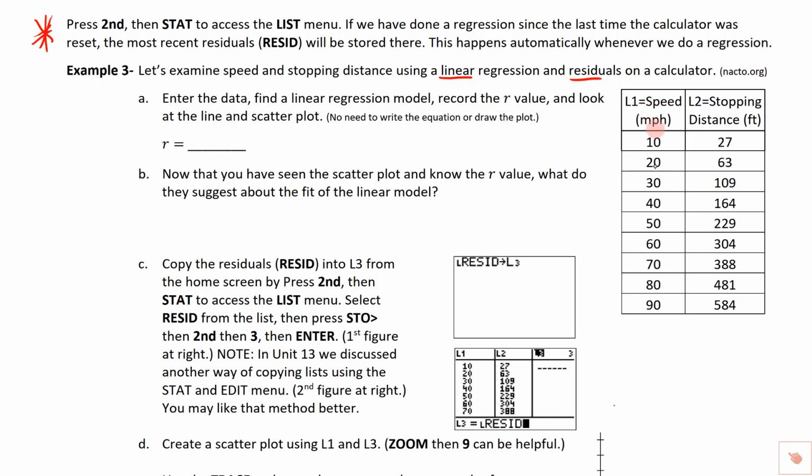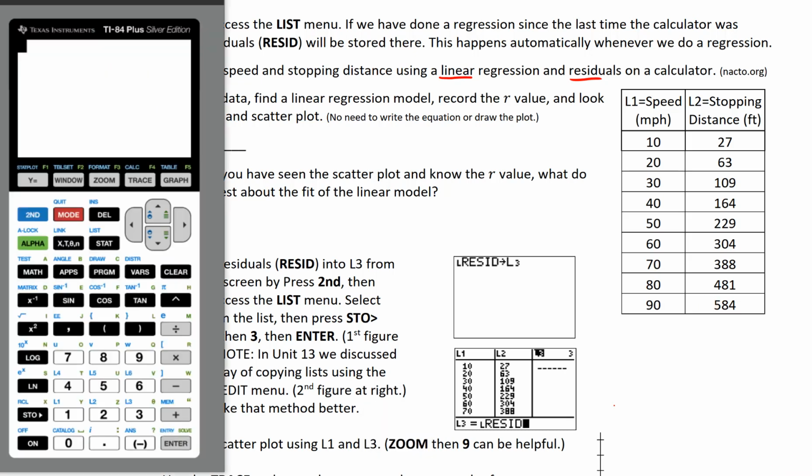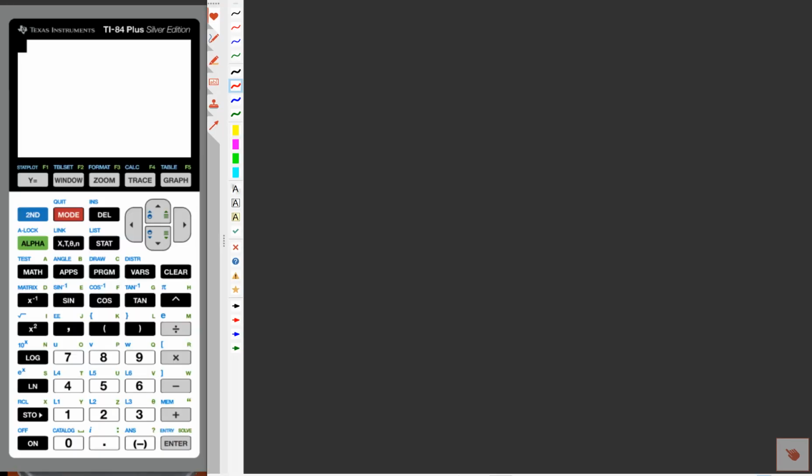All right, so in L1, we're going to put the speed data. In L2, we're going to put the stopping data. What you'll notice is, if you're going fairly slow, it doesn't take very long to stop. But if you're going really fast, it takes a really long time to stop. What we want to figure out is, could we use a linear regression model to make predictions about, if you're going this fast, it's going to take you roughly this long to stop. So I'm going to pull up the calculator right here, and I've got the 84 on this one.